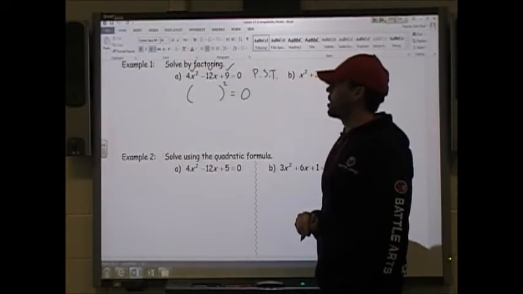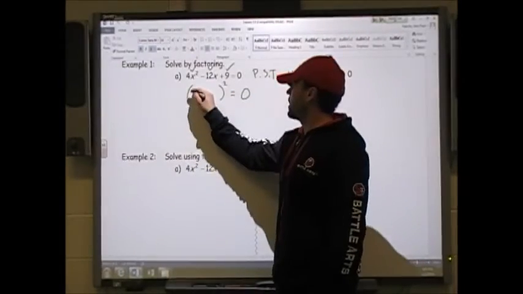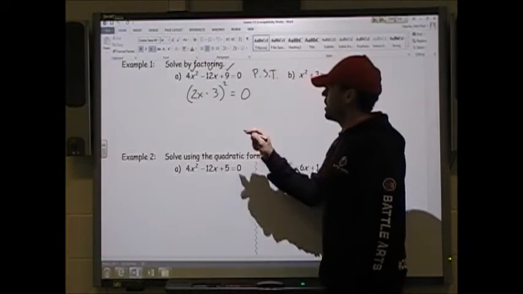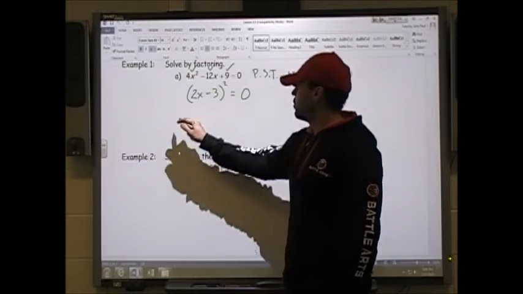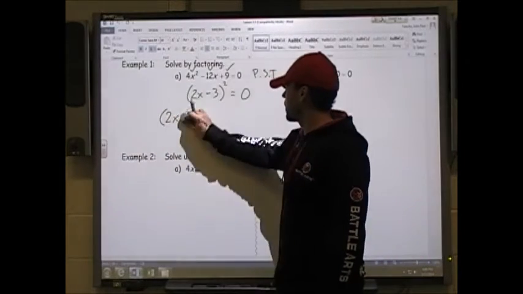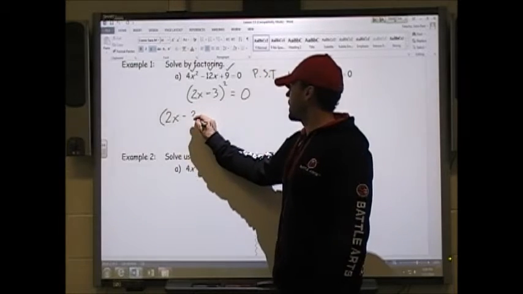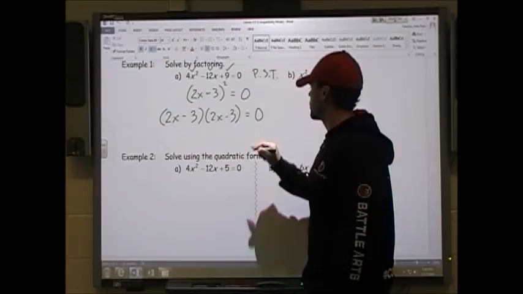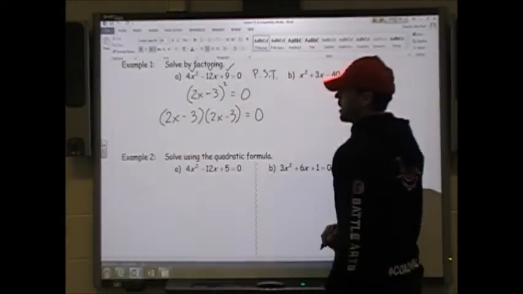Perfect square trinomial comes from a binomial squared. The square root of that is 2x, the square root of that is 3, with the negative sign in the middle. So in reality, you have two of these brackets: 2x minus 3 times another 2x minus 3. If you went to factor using decomposition or crisscross method, that's what you'd end up with.